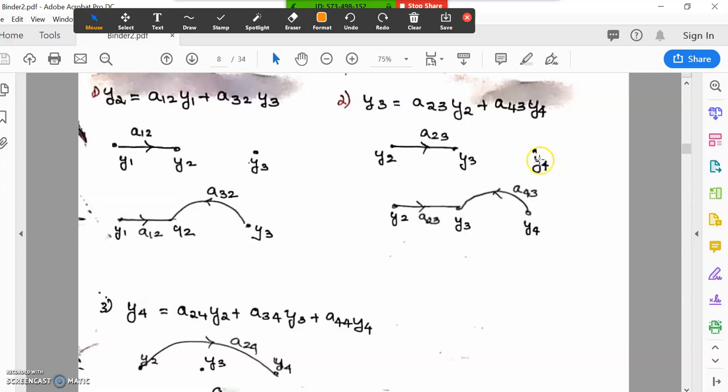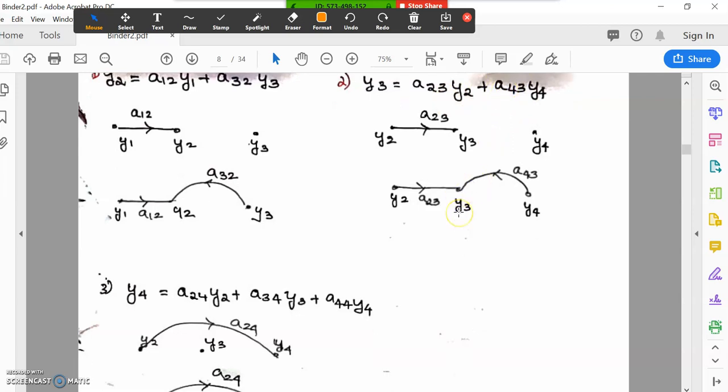Finally, we have to combine and write the final signal flow for this. So from y2 to y3, y3 is equal to a23 y2. There is a signal coming from 2 towards 3, because y2 gets multiplied by the gain value a23 and comes towards y3. Similarly, a signal from y4 getting multiplied by a43 will come towards y3. So there are 2 signals coming towards y3.